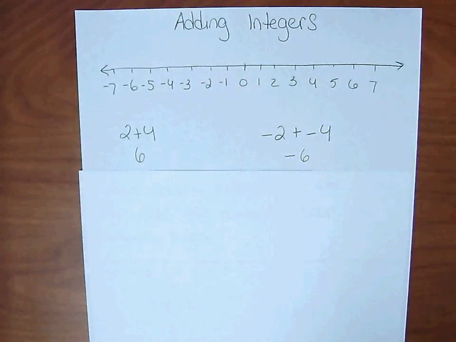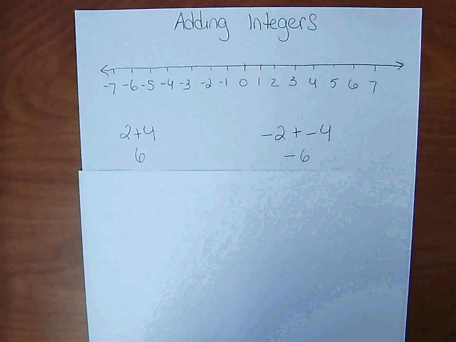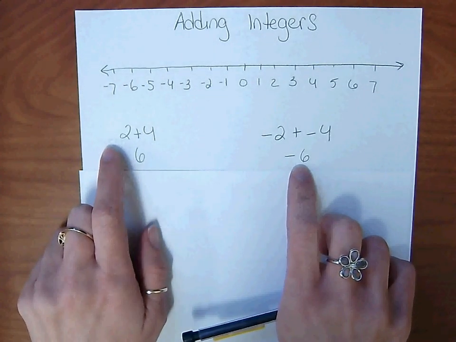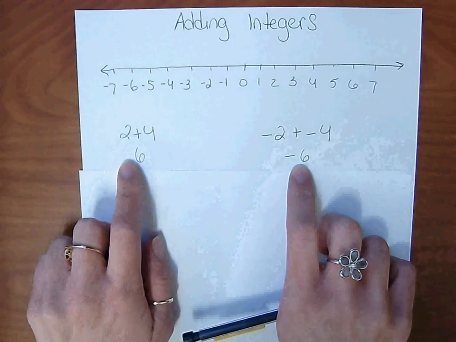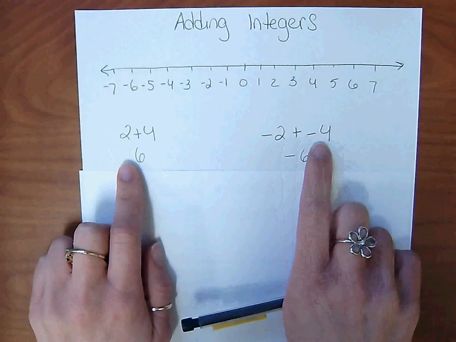Notice that both times the numbers were 2 and 4, and when we added, we get a 6. The difference is, in the first example, both numbers were positive, so our answer was positive. And in the second example, since both numbers were negative, our answer was negative.